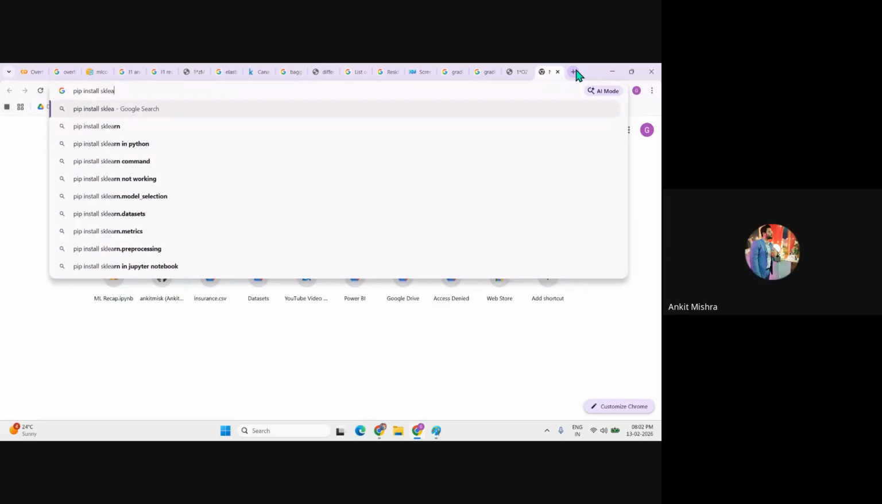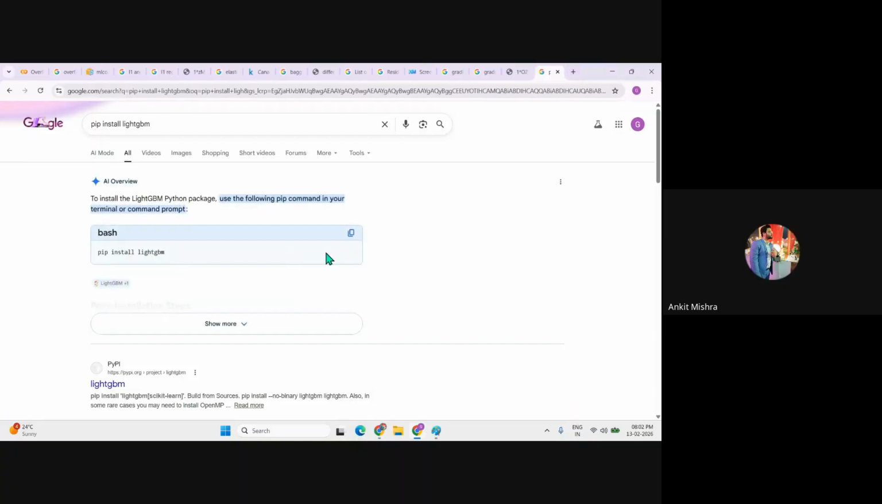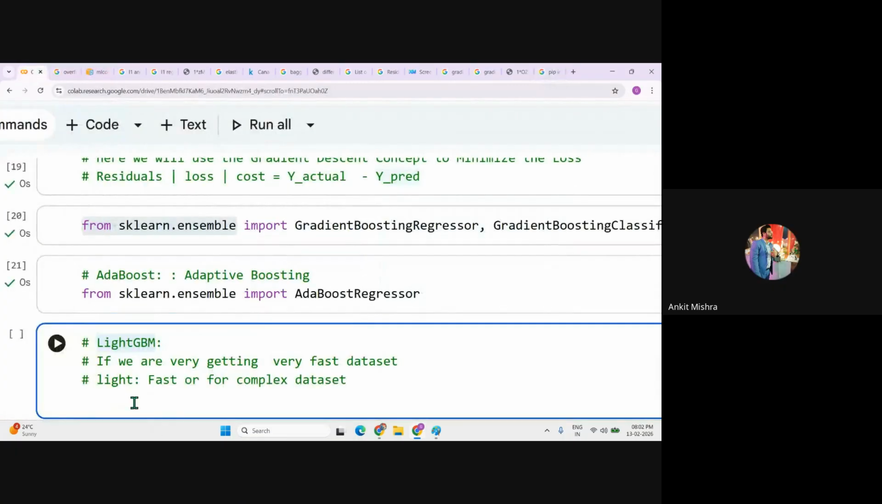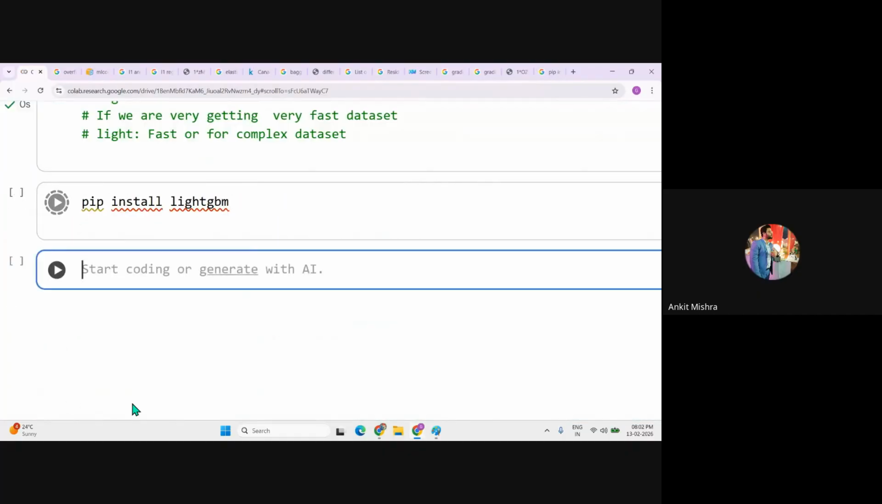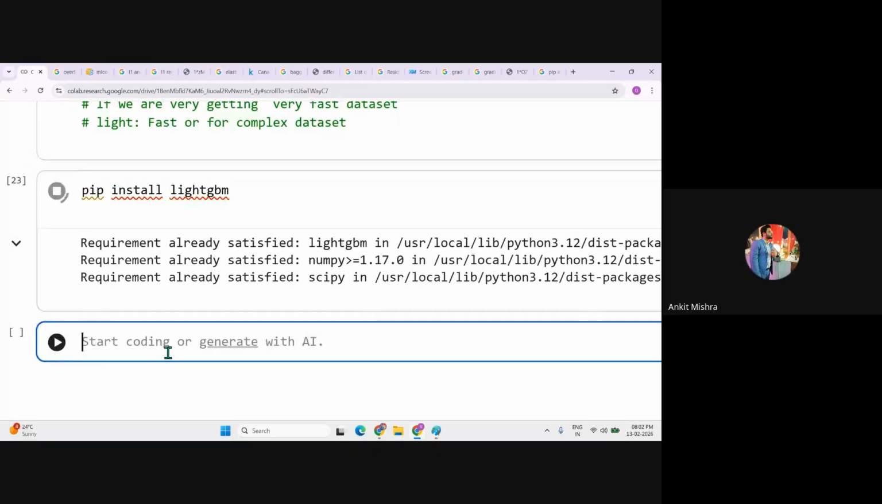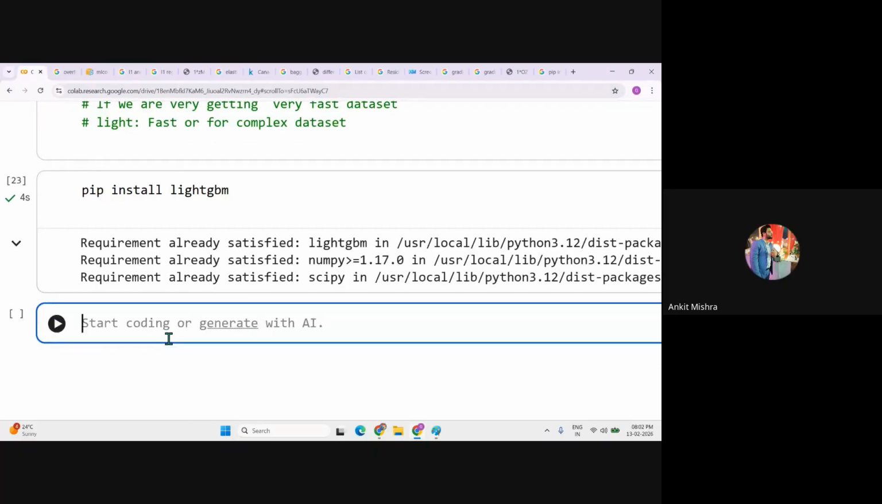In the same way, you have to install XGBoost as well. You can just run pip install LightGBM, copy it and quickly run it, then you can use it. In this LightGBM there is a concept of a leaf-wise tree structure, and it generally works faster on large data sets. So whenever you get a large data set, it is recommended to use LightGBM for the boosting technique.